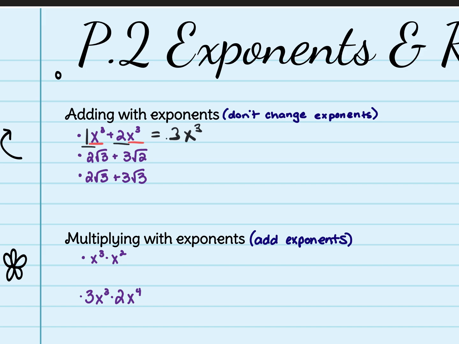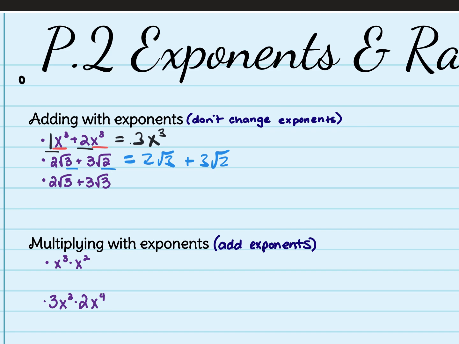And now this next example with the radicals, 2 radical 3 plus 3 radical 2. I mentioned in class, we always want to treat the radicals like a variable. Here, our radicals are not the same. Notice I have a radical 3 and a radical 2. The numbers under the radical are not the same, so we cannot combine these. We're just going to leave this alone. This is just going to be 2 radical 3 plus 3 radical 2. We leave it the exact same.